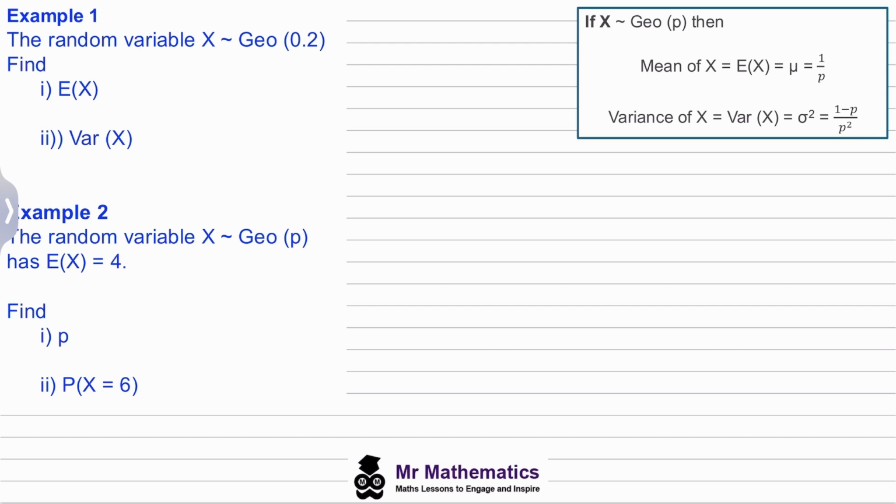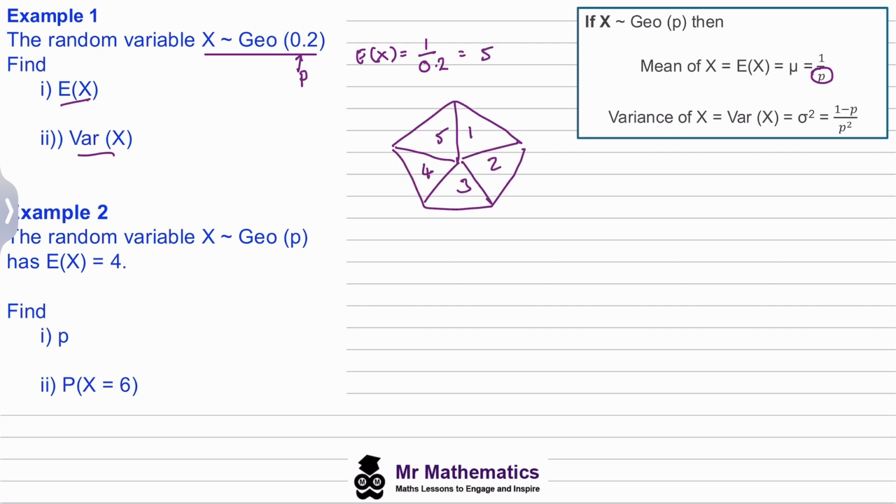So in example 1, we're told that the random variable x is distributed geometrically with a probability of success 0.2, so this is p. We're going to have to work out its expectation and its variance. So the expectation of x, substituting in p into our equation here, will be 1 over 0.2, which is 5.